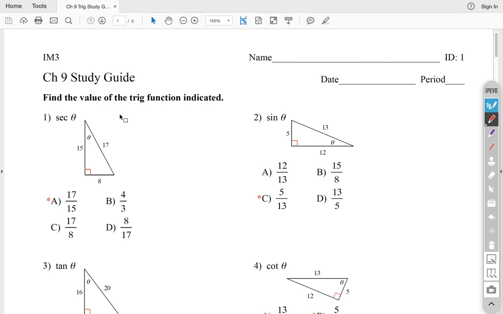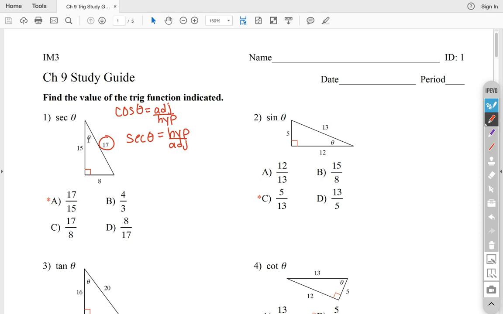For number 1, we're doing secant. Secant is the reciprocal of cosine. So since cosine of theta equals adjacent over hypotenuse, secant is going to be the reciprocal, which means to flip it, which means hypotenuse over adjacent. So for number 1, we're going to have hypotenuse. This one's the hypotenuse, 17.